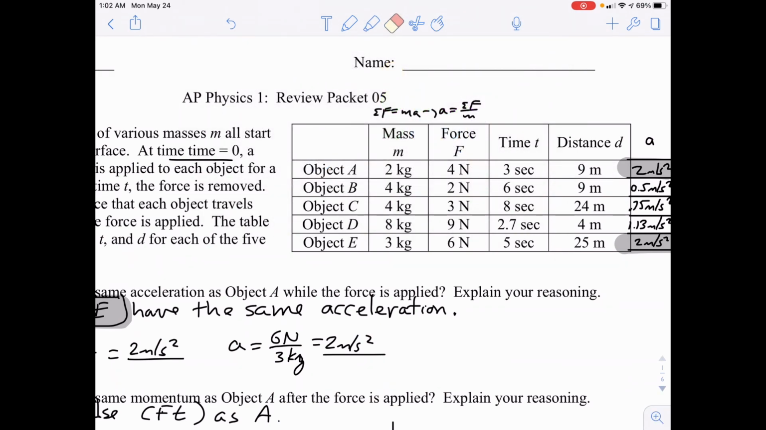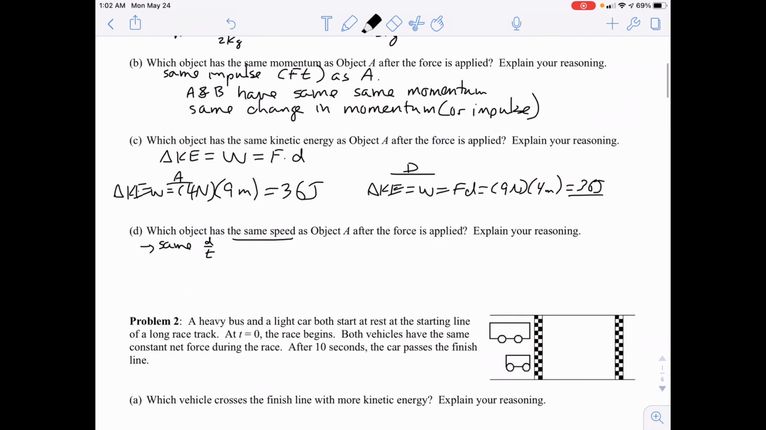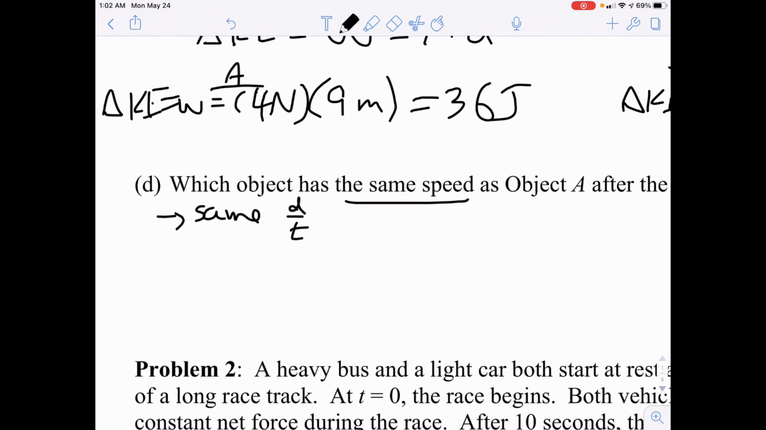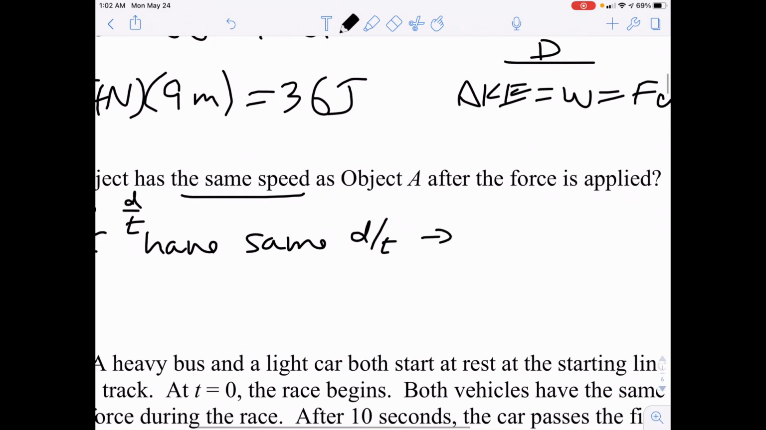What else has that same? Well, it would be object C. Object C, 24 divided by 8. But there's another way to figure this out too. So A and C have the same distance over time. Therefore, they have the same speed.